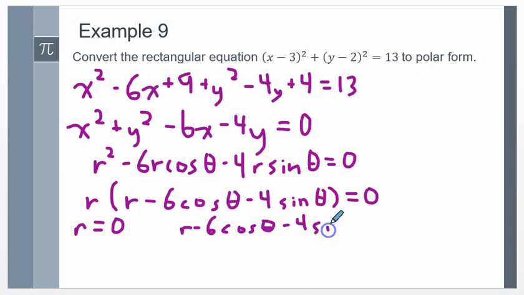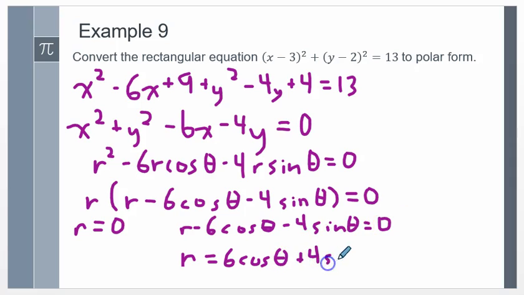Remember, our goal here is that we're trying to solve for r. But now that I'm just working with this one piece of the equation, it's a lot easier to see that all I have to do is add the 6 cosine of theta to the other side, doing the opposite operation, and I'm adding the 4 sine of theta to the other side. That way I have my r by itself on one side of the equation.